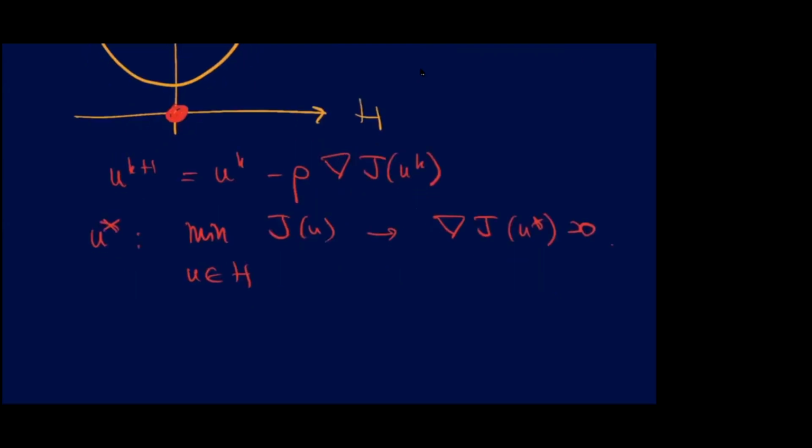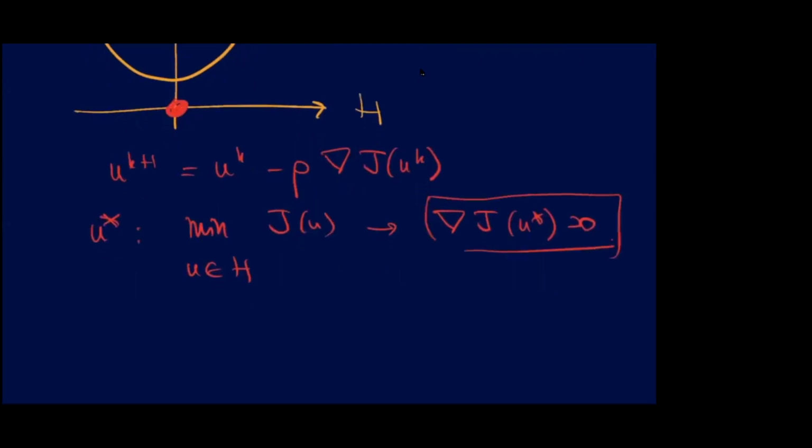You see that, because the gradient of J at u star is equal to 0, this means that u star is a fixed point of this iteration. Why is this equation fulfilled? Well, it's very simple. The equation is fulfilled simply because the gradient is equal to 0.